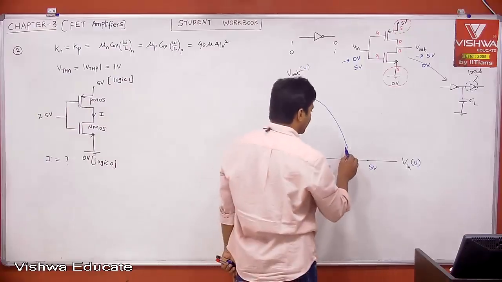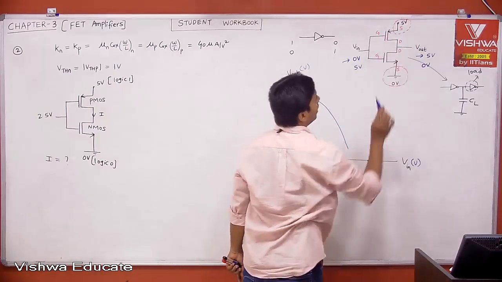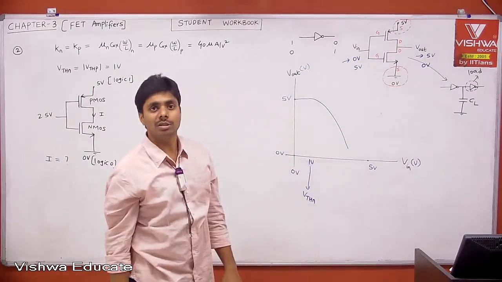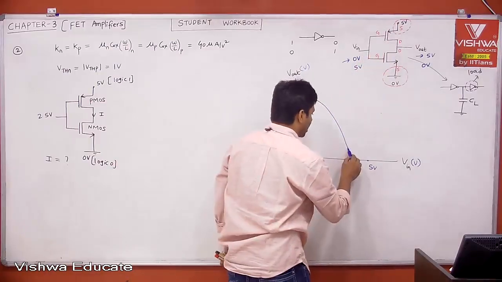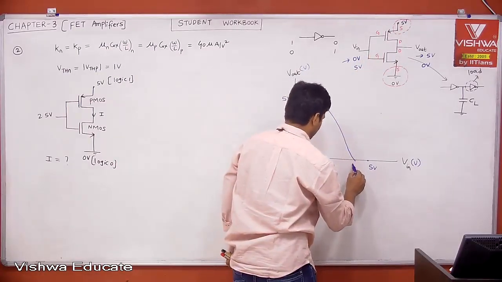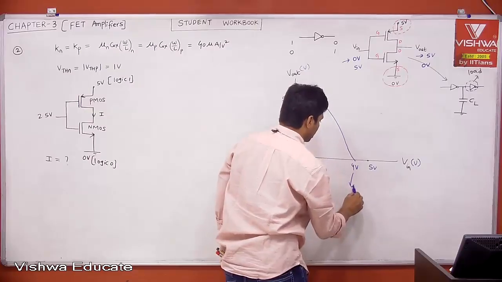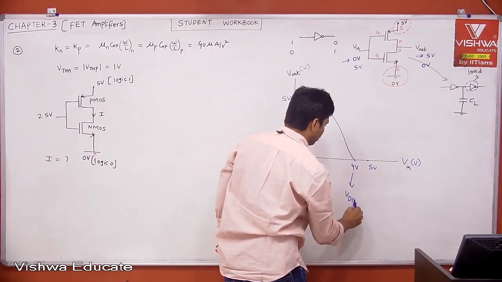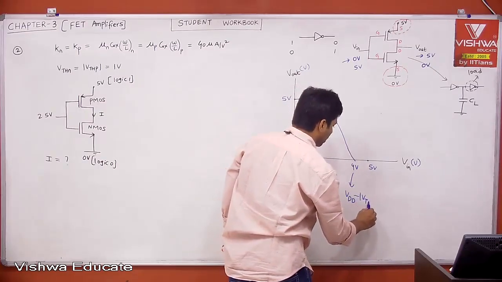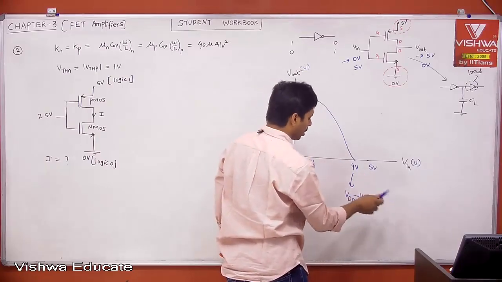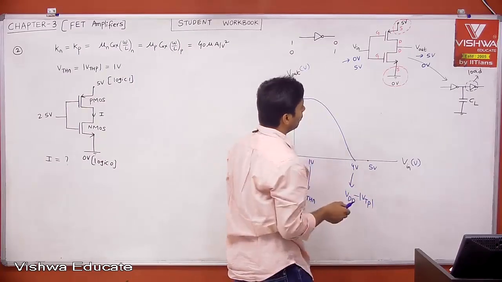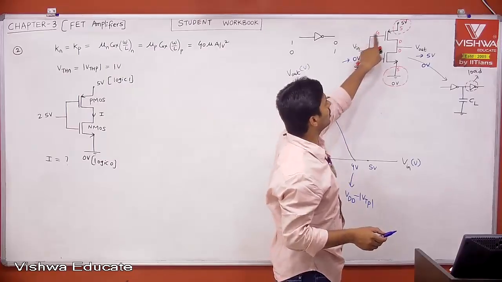Till what point? Till the PMOS enters into cutoff. For what voltage will the PMOS enter into cutoff? I can say 4. Why? This is nothing but your VDD minus mod VTP. What is VTP? 1 volt. Mod VTP is 1. 5 minus 1, 4. Therefore, when this is 4, this is 5.